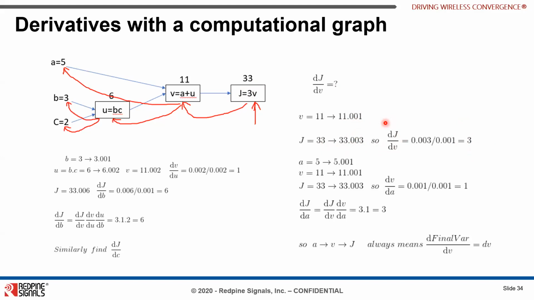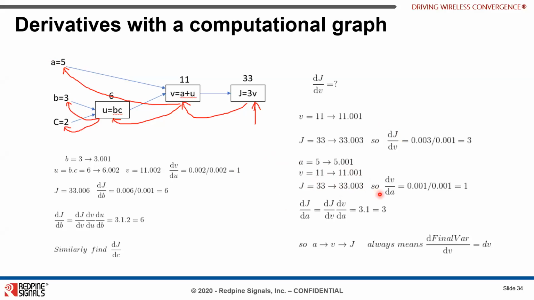Now similarly, suppose we change a from 5 to 5.001. If I change a from 5 to 5.001, what will happen to v? We know that v is equal to a plus u, that is 5.001 plus 6, so that is 11.001. And similarly j goes from 33 to 33.003 because j is 3v.